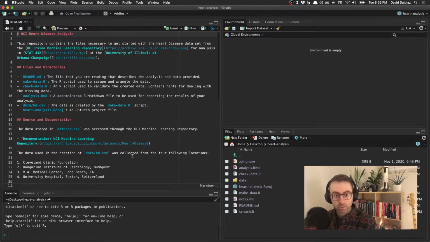So first, I'm going to open up this README. Ooh, I decided to go with a dark theme today for something different. Just trying out different themes in RStudio.